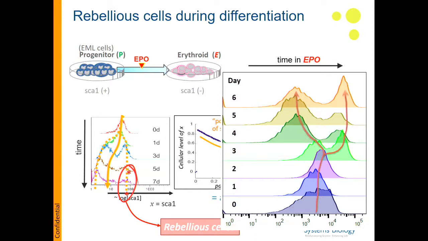In cardiomyocyte differentiation, we see the same thing. Here, unfortunately, it's the opposite way: this is day 0 here, going back to day 6. You see at around day 2.5 to 3, there is a bifurcation in the system for CKIT expression. And these are the cells that are going to give rise to the endodermal lineage. These are the rebellious cells.